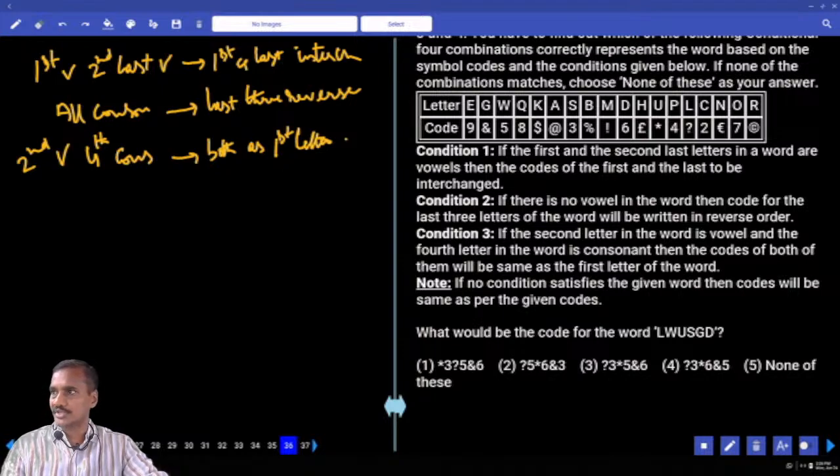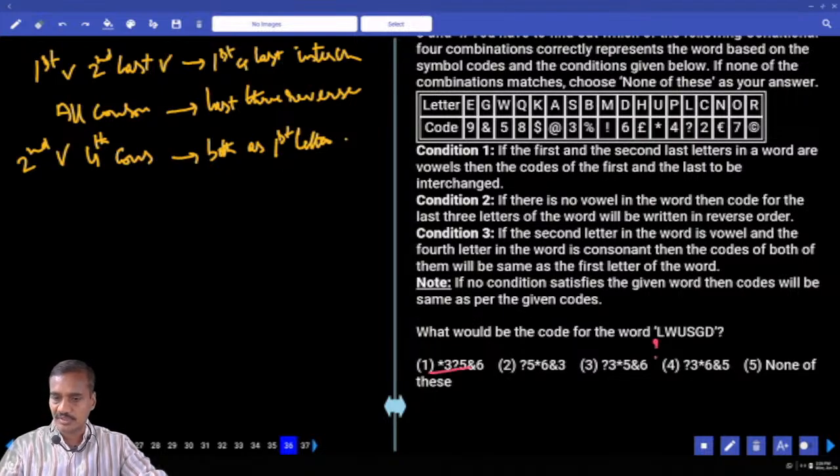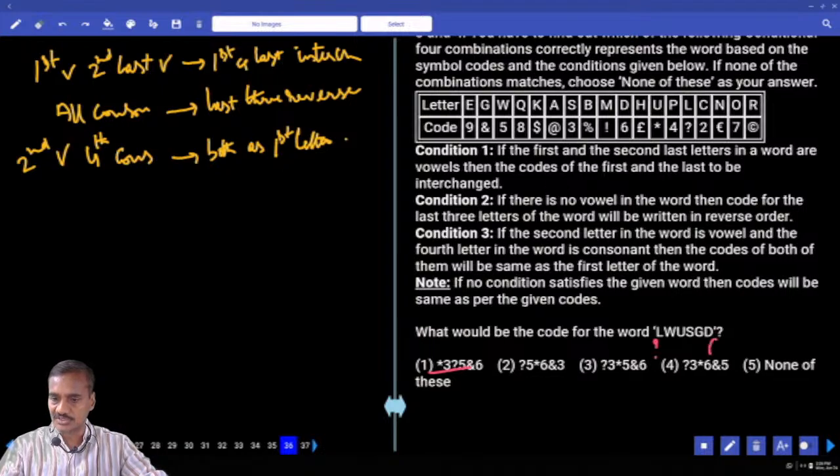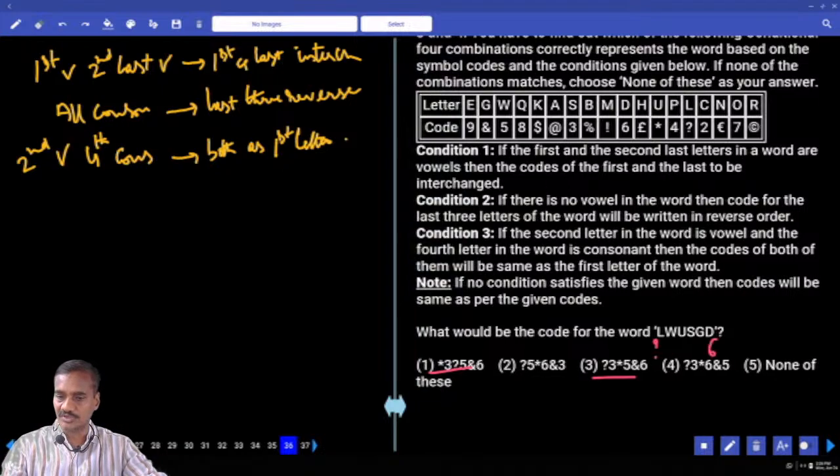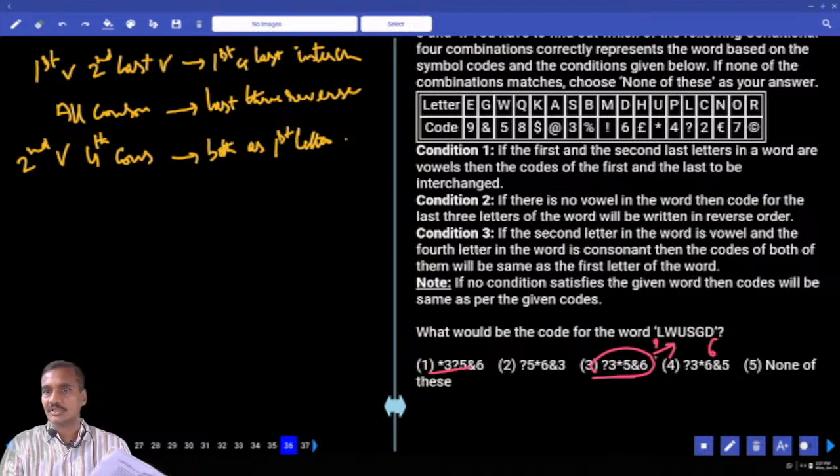Since no rule is satisfied, you need to take the codes directly from the above table. What is the first element? L. L is a question mark. First is a question mark. Then the last element is D. What is D here? D is 6. Now check each of these elements. If none matches, choice 4; otherwise choice 3 is the answer. If any one of them matches, it is choice 3.